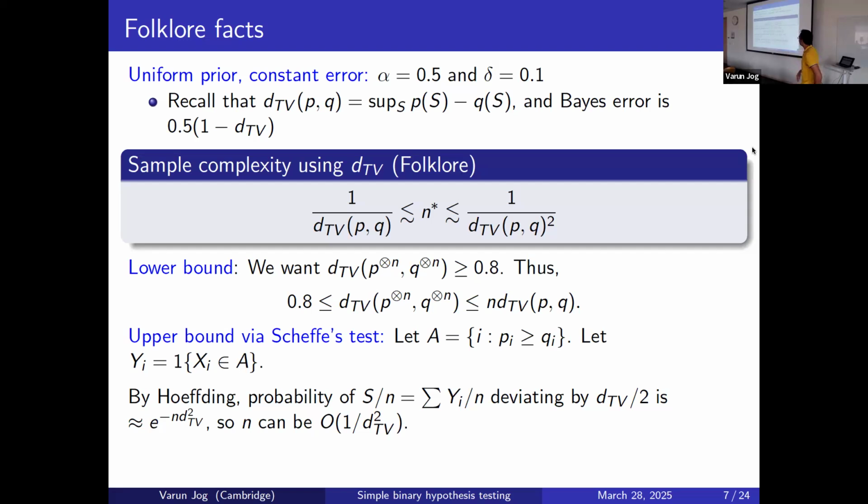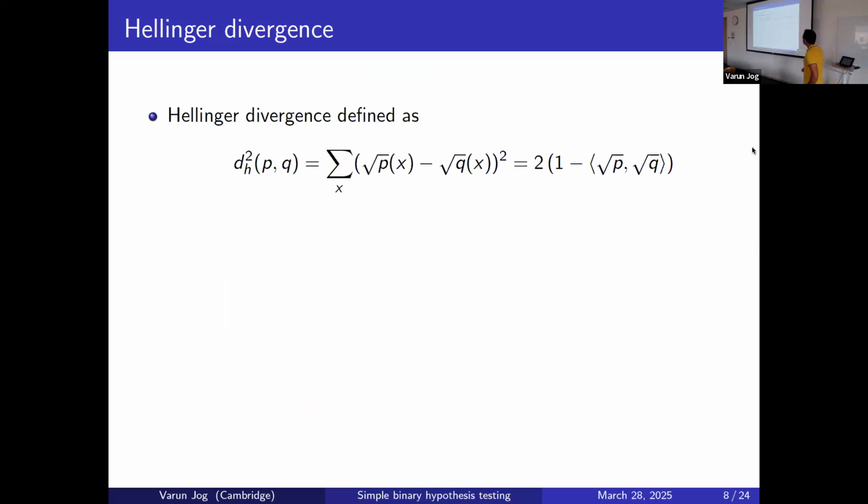dTV gives you some bounds on the sample complexity, but not tight up to constants. So what is the correct notion here? It turns out the correct notion of distance is not total variation, but Hellinger distance, or Hellinger divergence. The Hellinger divergence is the square of the Hellinger distance, and it's defined like this: it's the L2 norm squared between the square roots of the distributions, so root p of x minus root q of x, whole squared.